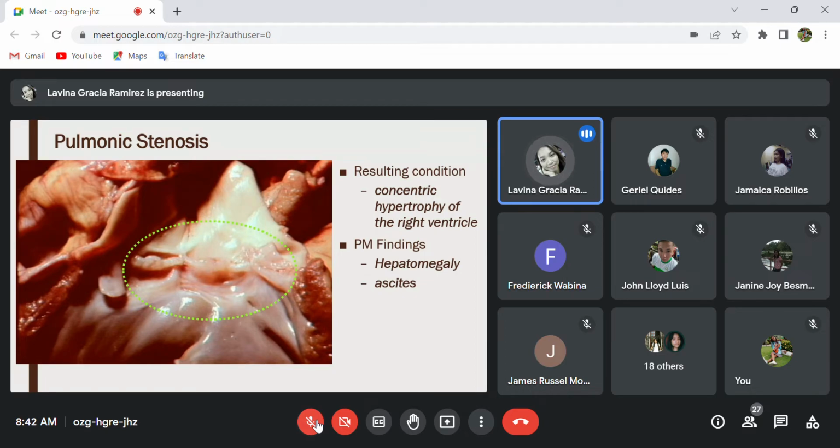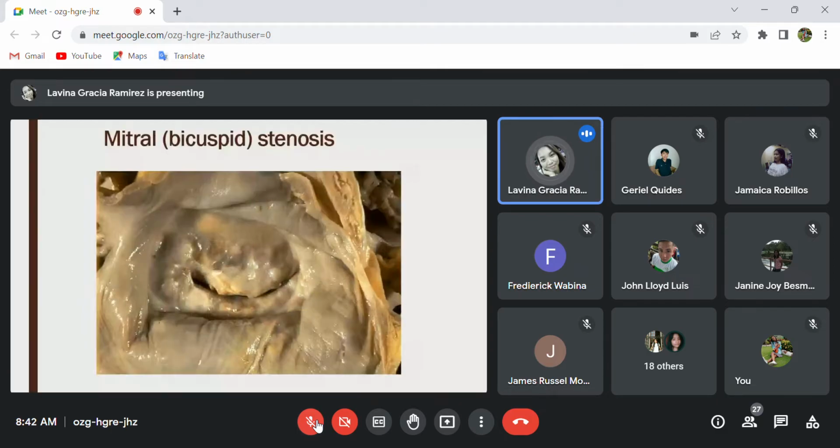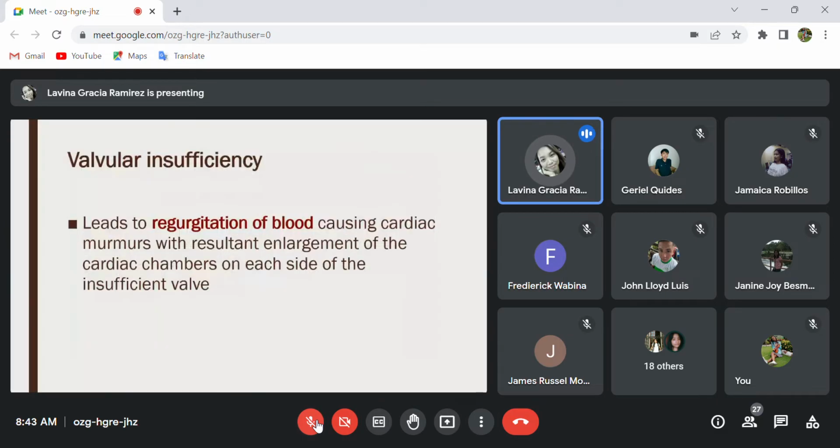Now another is mitral or bicuspid stenosis. When we talk about mitral stenosis or bicuspid stenosis, we are on the left side. This is how it happens: it narrows here because of some hypertrophy on the side, which led to damming of blood on the proximal side, since it cannot enter. That's why there is enlargement of the chamber. Valvular insufficiency could also be one of the effects.